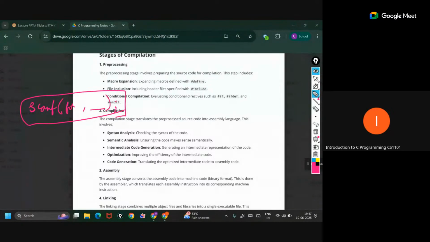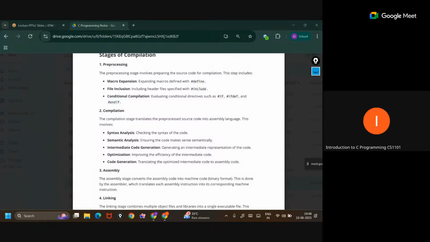Let's say I didn't give a proper variable here. For an integer, I'm just giving a string variable. So what will happen? This comes under syntax or semantic. Semantic means whether I'm using the proper variables or not, and that will be checked. Syntax means, let's say I miss the semicolon, that comes under syntax analysis. So it will check the syntax and semantic analysis.